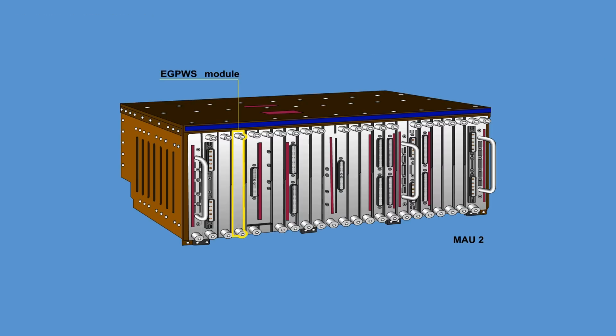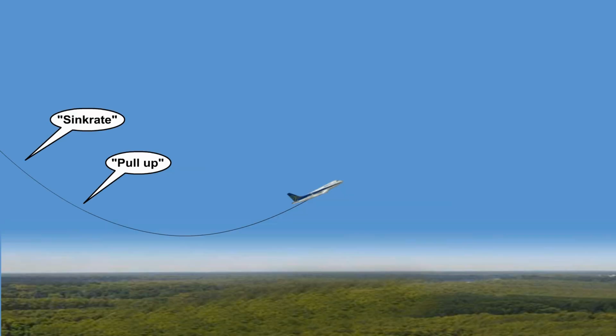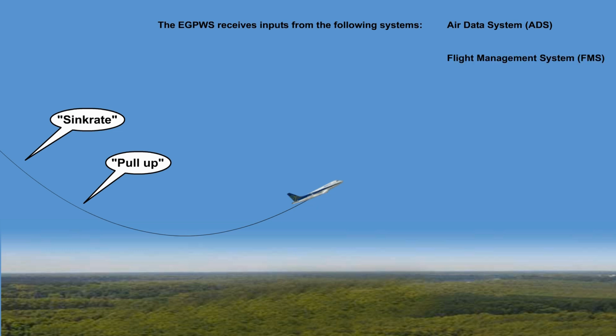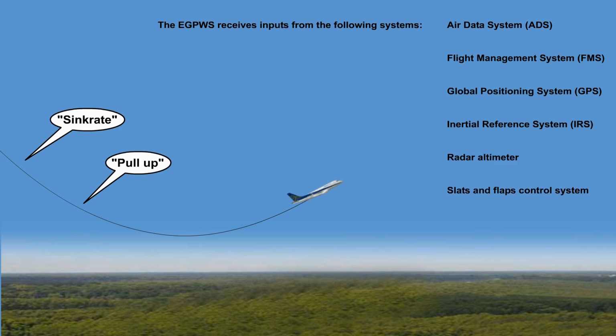The EGPWS is a module contained in the Modular Avionics Unit, MAU number 2, and it is powered via Essential DC Bus number 2. The EGPWS receives inputs from the following systems: Air Data System, ADS, Flight Management System, FMS, Global Positioning System, GPS, Inertial Reference System, IRS, Radar Altimeter, Slats and Flaps Control System.